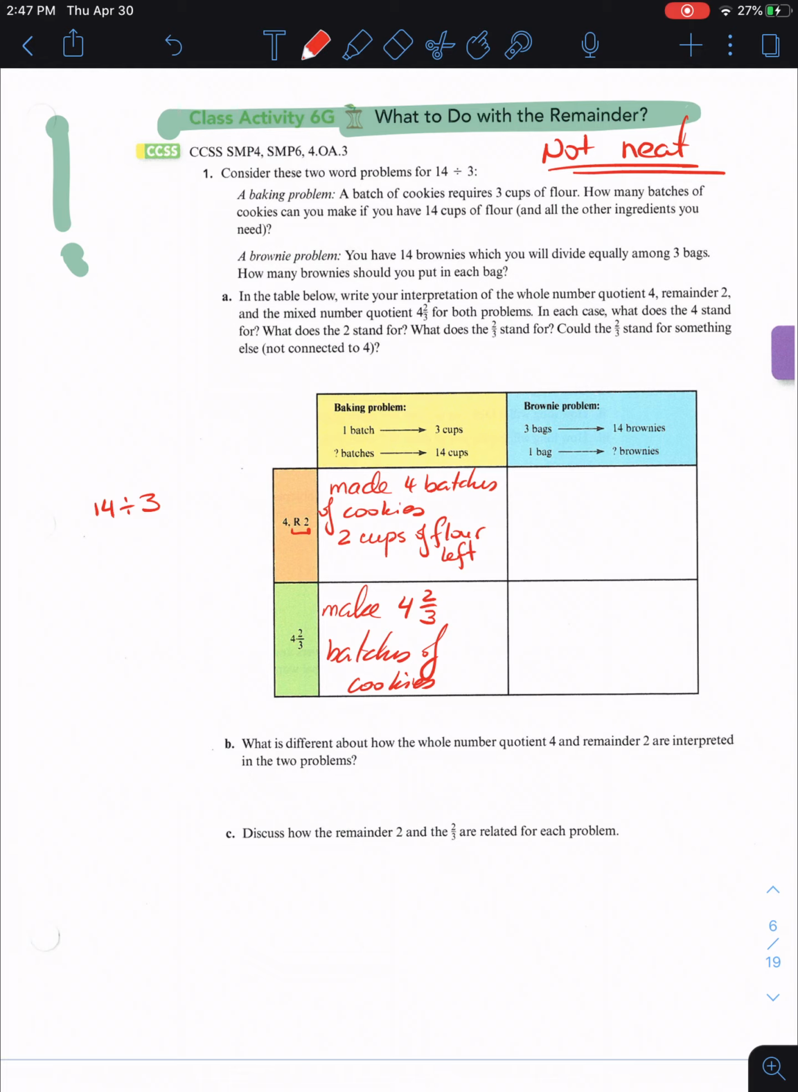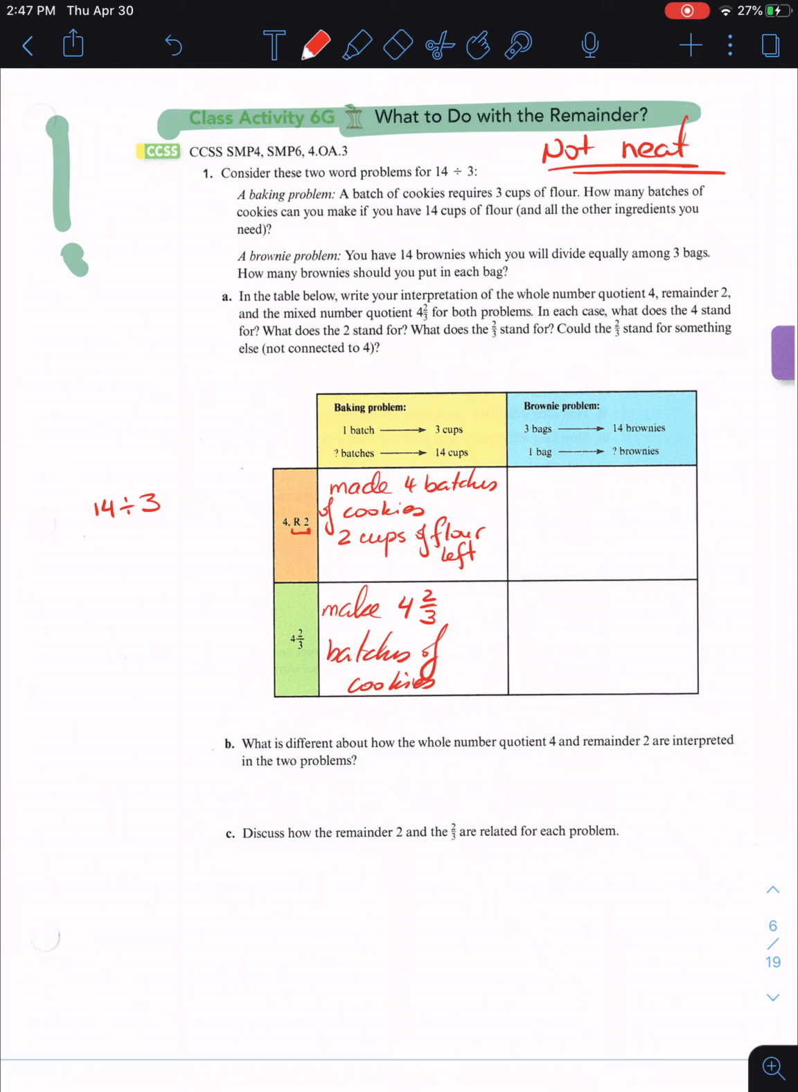In the first case, you're just going to make complete batches, and whatever flour is left over, you're going to leave in your cupboard. In the second case, you want to use up all that darn flour because you have a brand new bag waiting for you in the cupboard, and you're going to just make 4 2/3 batches.